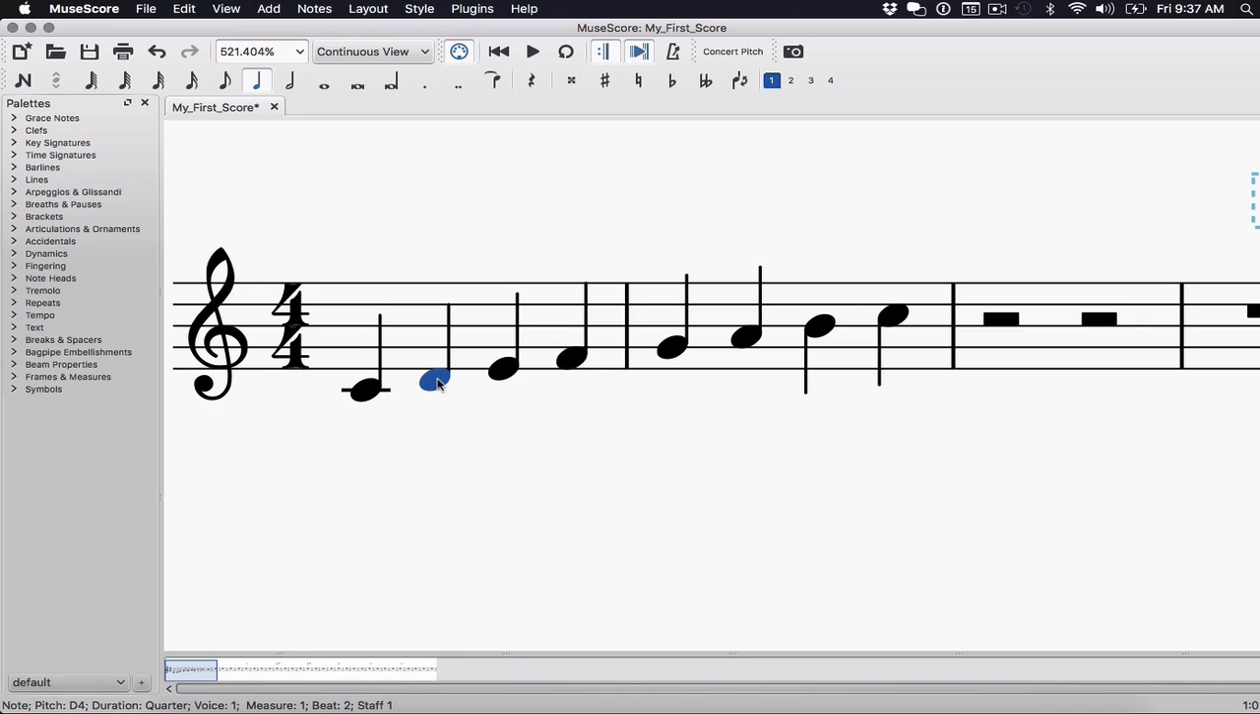Now let's do the parallel one, because this actually tells us what's in the scale, is using the parallel mode. So let's make a C Dorian scale. I'm going to convert this scale by nudging things up and down to the Dorian scale.